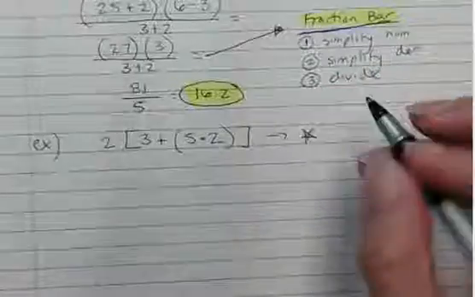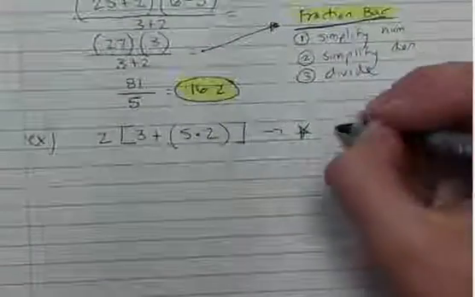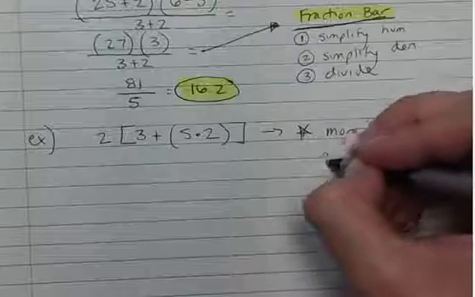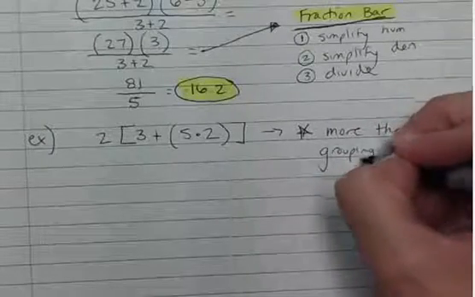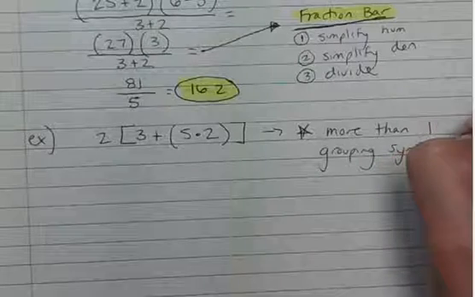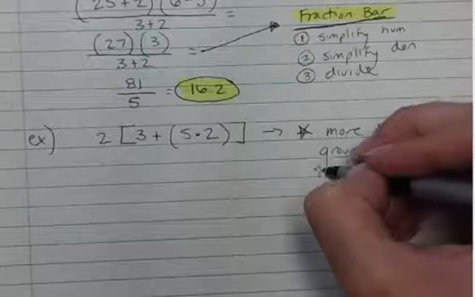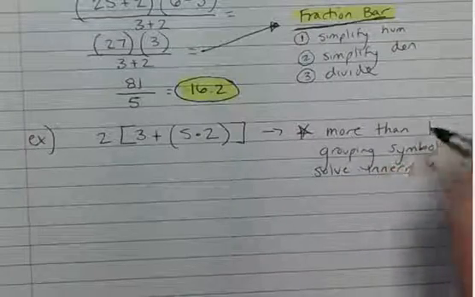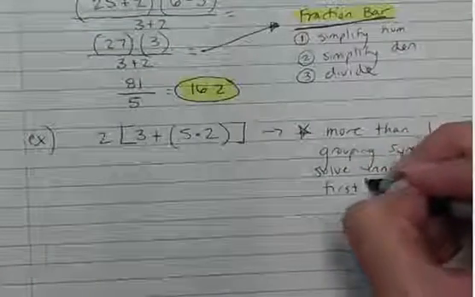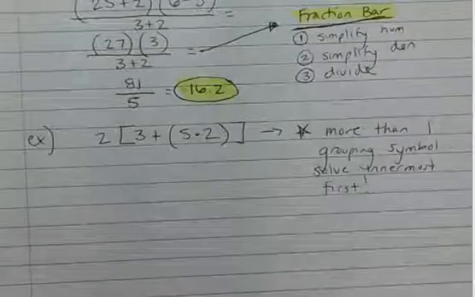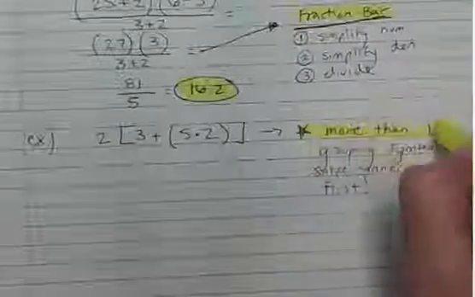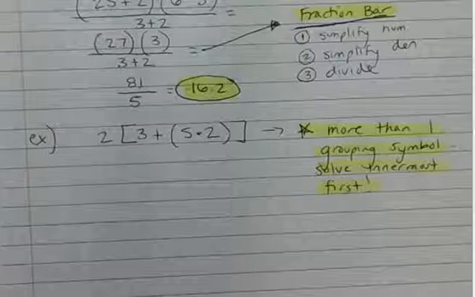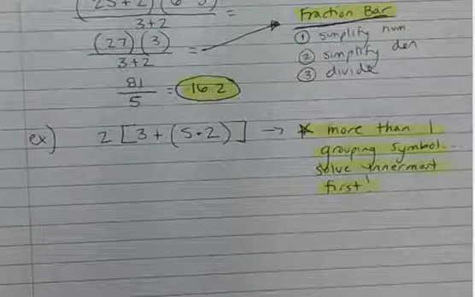Okay, I want you to put a big star by this. When there is more than one grouping symbol, we want to solve the innermost first. And go ahead and highlight that. So whenever we have more than one grouping symbol in a problem, we want to solve the innermost first, which means the most inside.